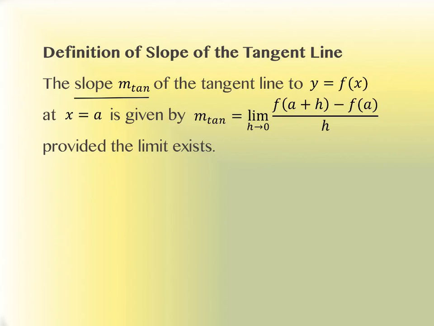Okay, so somebody answer for me real quick. What's the difference between the slope of the secant line and the slope of the tangent line? There's only one difference. What is it?